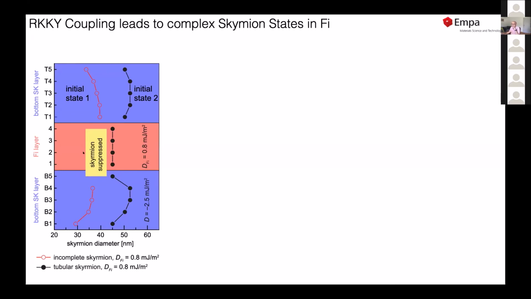It's actually suppressed if there is no skyrmion here in the ferrimagnetic layer. And in the top skyrmion generator layer, again, the skyrmion radius becomes smaller towards the top surface. Now, if we have the initial state 2, where a skyrmion is also enforced in the ferrimagnet, and then we let it relax, the skyrmion remains in the ferrimagnet.